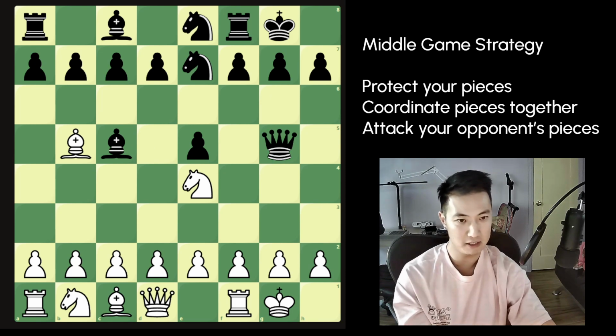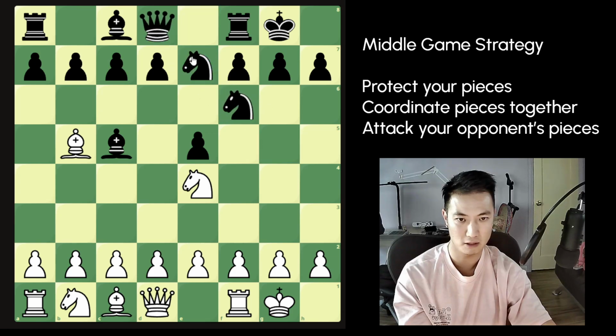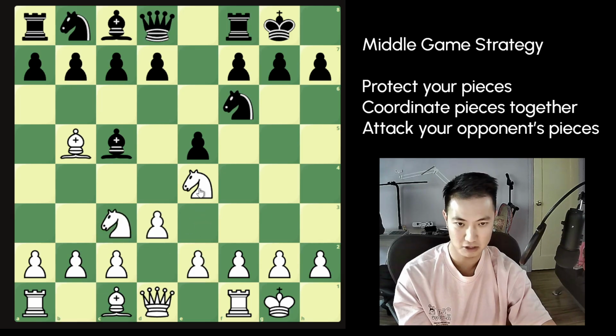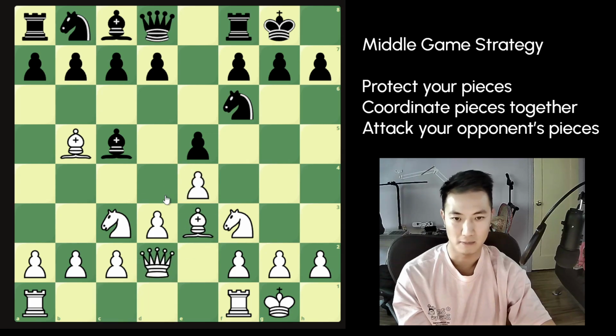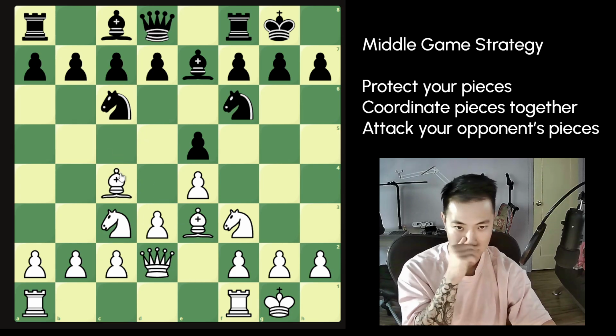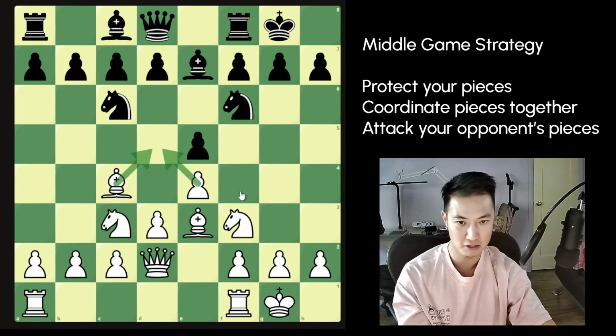So coordinating your pieces together, let me illustrate that point as well. Let me set up a position that's common. Let's say something like this, right? Your pieces are controlling the center, which is good. They're protected, there are no hanging pieces, and the rooks are connected as well.